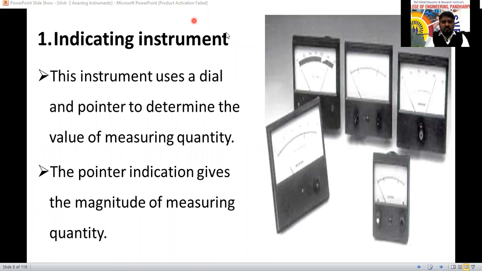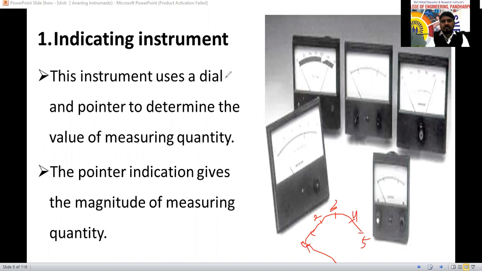I will see here. If it is here 1, 2, 3, 4, 5 here. We took a 5 ampere ammeter, one ammeter. Suppose now this is 0 here. Okay, this is 0. So the pointer is at this condition.